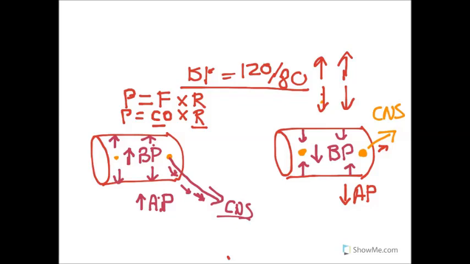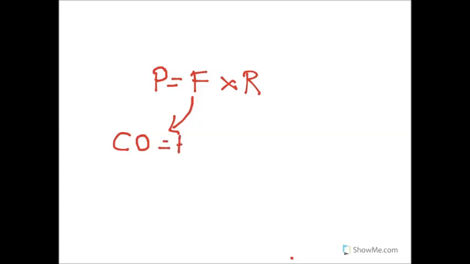So that's going to be very important as we go to our next steps to try to see what's going to happen in the body when we do this. So we want to make sure we understand that equation. And so we say that pressure is equal to flow times resistance, and flow is said to be my cardiac output. Well, cardiac output is heart rate times stroke volume.